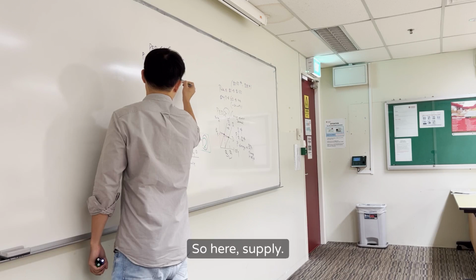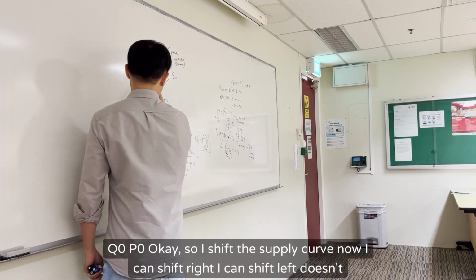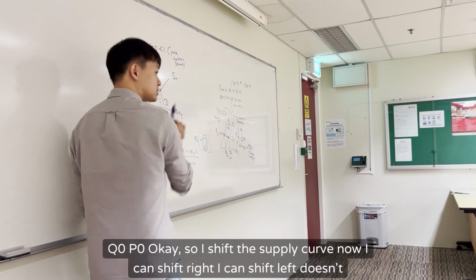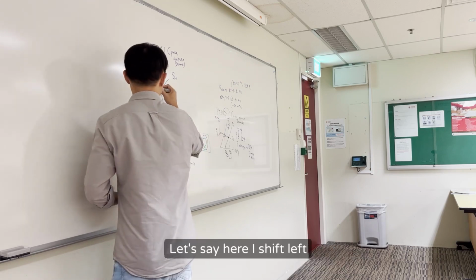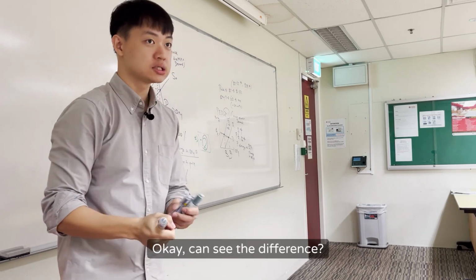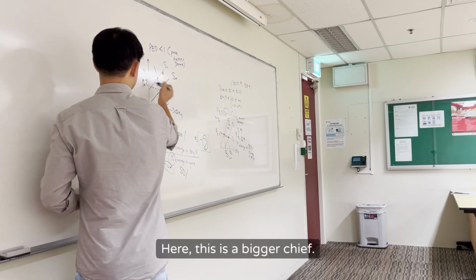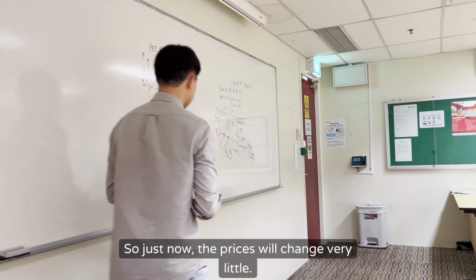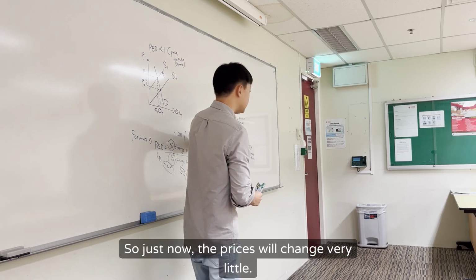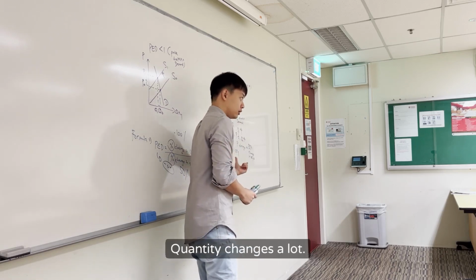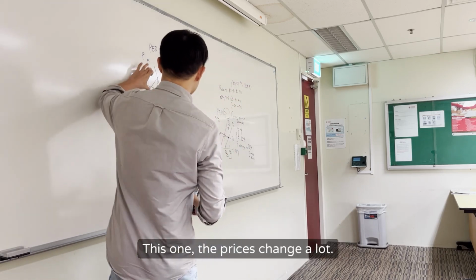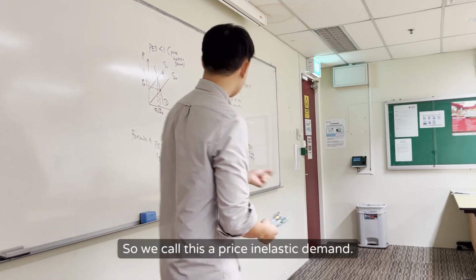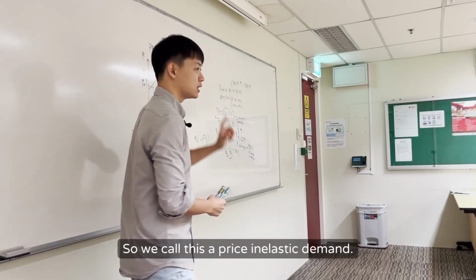So here, supply Q0, P0. Okay, so I shift the supply curve. I can shift right, I can shift left, doesn't matter, just showing the effect. Let's say here I shift left. You can see the difference. Here, this is a bigger shift. Here, this is a smaller gap. So it contrasts with just now. Just now, the price changes very little, quantity changes a lot. This one, the price changes a lot, the quantity changes less. So we call this a price inelastic demand.